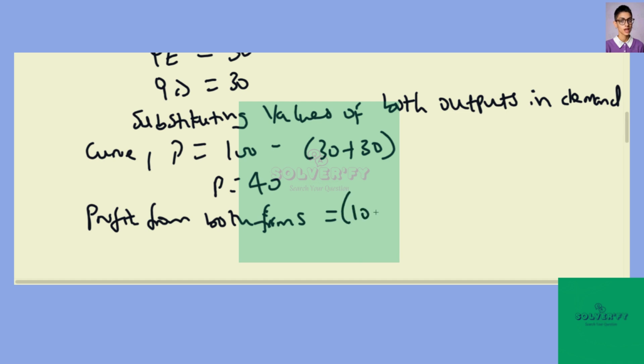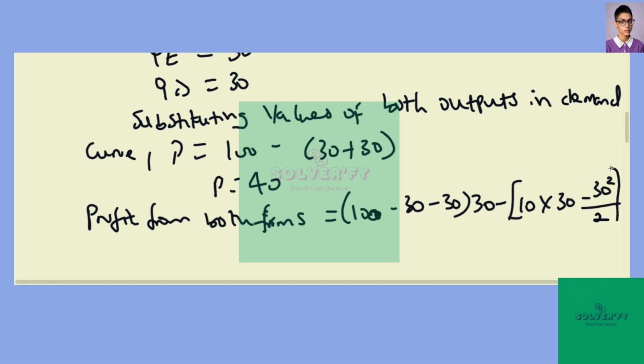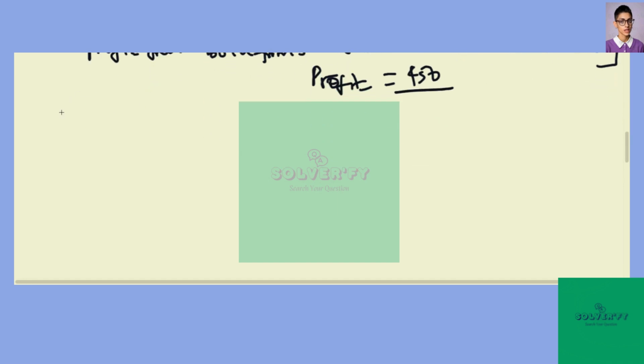So the profit of both firms will be equal to (100 minus 30 minus 30) times 30 minus (10 times 30 plus 30 squared divided by 2), and then the profit is equal to 450. So moving on to the third question.